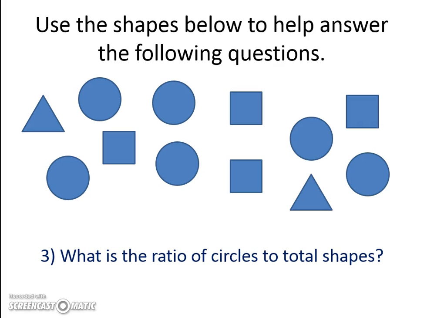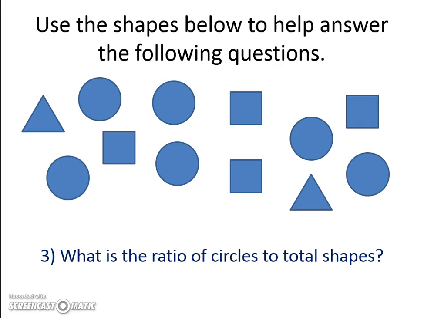The biggest mistake I see students making on problems like this is they will count up the number of circles and then they'll count up all the other shapes but not include the circles. If you're told to write a ratio of something to the total amount, you need to include even that first category that they've given you.